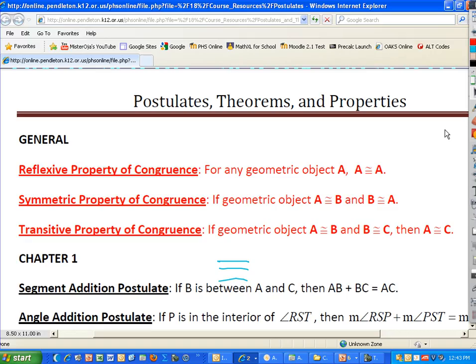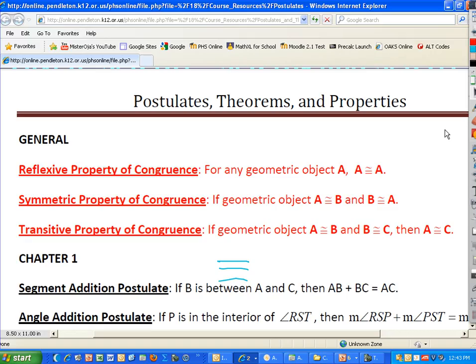The reflexive property of congruence is a really obvious one, and some of the really obvious ones just get lumped together up here at the beginning under not even a chapter, just general properties. Reflexive property of congruence says for any geometric object A, regardless of whether it's an angle, could be a segment, could be a triangle, could be a quadrilateral, doesn't matter, it's always going to be congruent to itself.